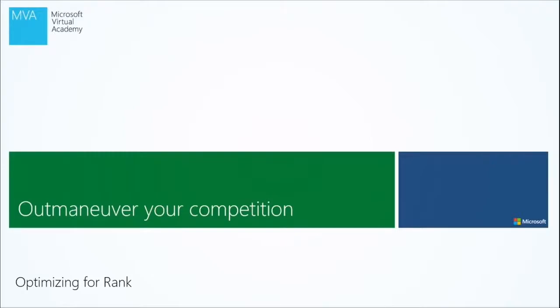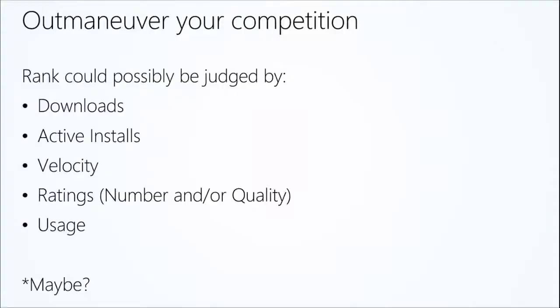Great. Next, let's talk about outmaneuvering your competition, which is really my fancy way of saying optimizing for your rank. Now, this part's kind of obvious, right? Everyone wants to be the #1 app, but how exactly do you get to be #1? First, let's talk about how rank is determined. It could possibly, maybe, be determined by some of these elements. Downloads, everyone knows that, right? Number of downloads is good, but that's not the only way it could be judged.